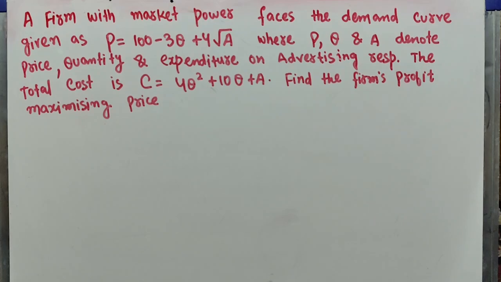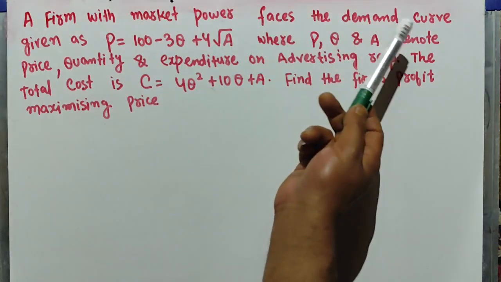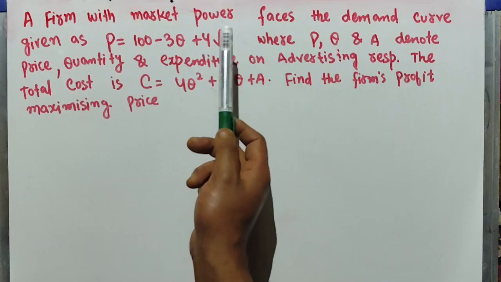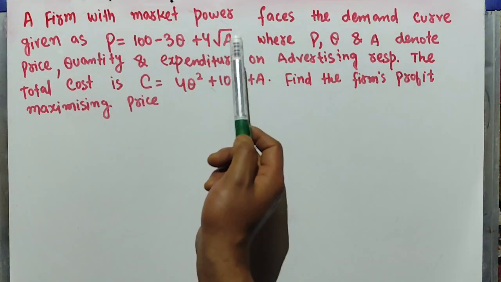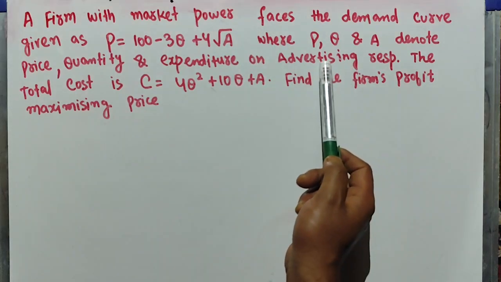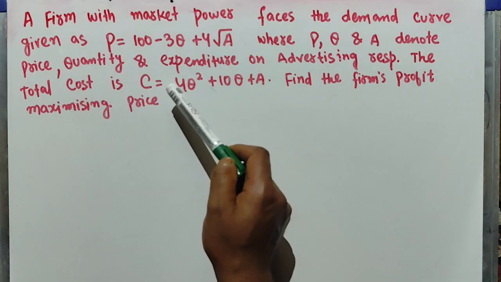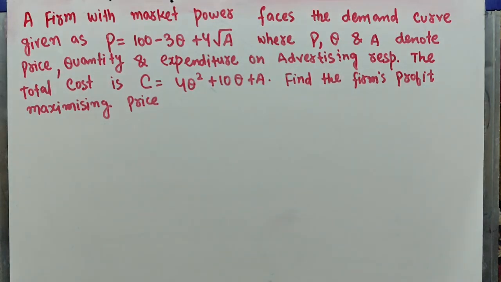In this video, we will solve a question on how to find out the profit maximizing price given the demand function where we have the level of advertising expenditure also. The question is, a firm with market power faces the demand curve given as P is equal to 100 minus 3Q plus 4 under root A, where P, Q and A denote price, output and the expenditure on the advertising respectively. The total cost for the firm is C is equal to 4Q square plus 10Q plus A. We have to find out the firm's profit maximizing price.